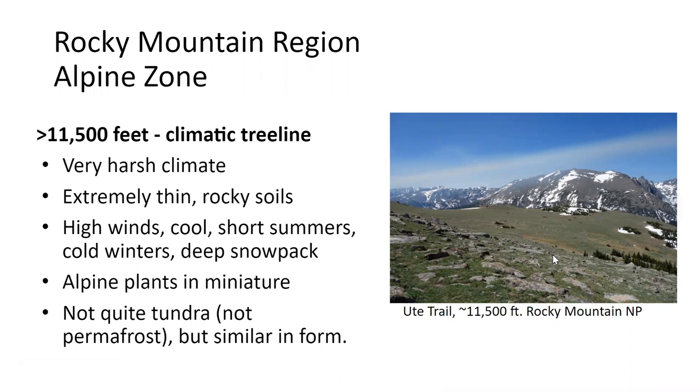So they need full sun, they can't tolerate shade, and they go away during those times where there's deep snow, and they flower just during that short growing season. They don't need very much to flower. An important point here is that these alpine meadows are not the same thing as tundra. Primary reason is tundra includes permafrost.